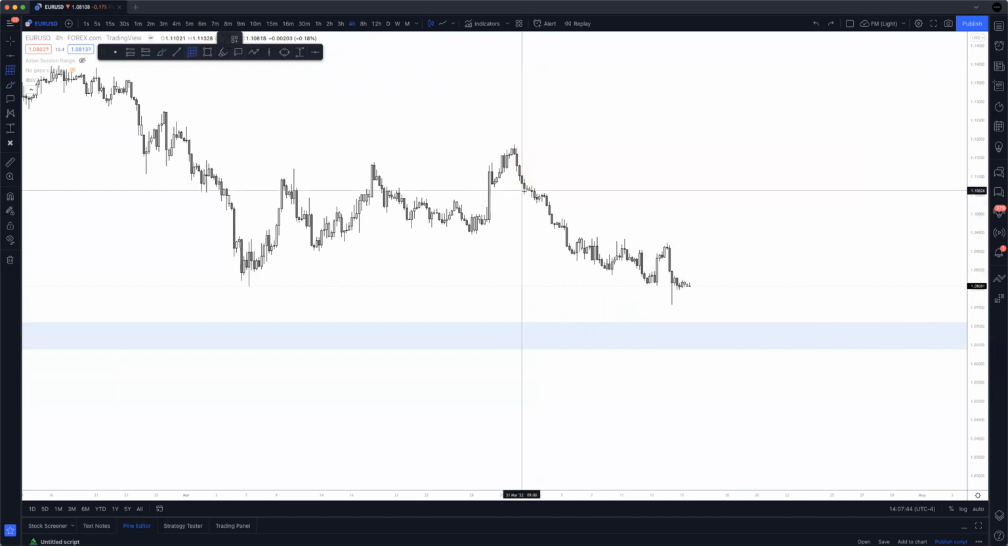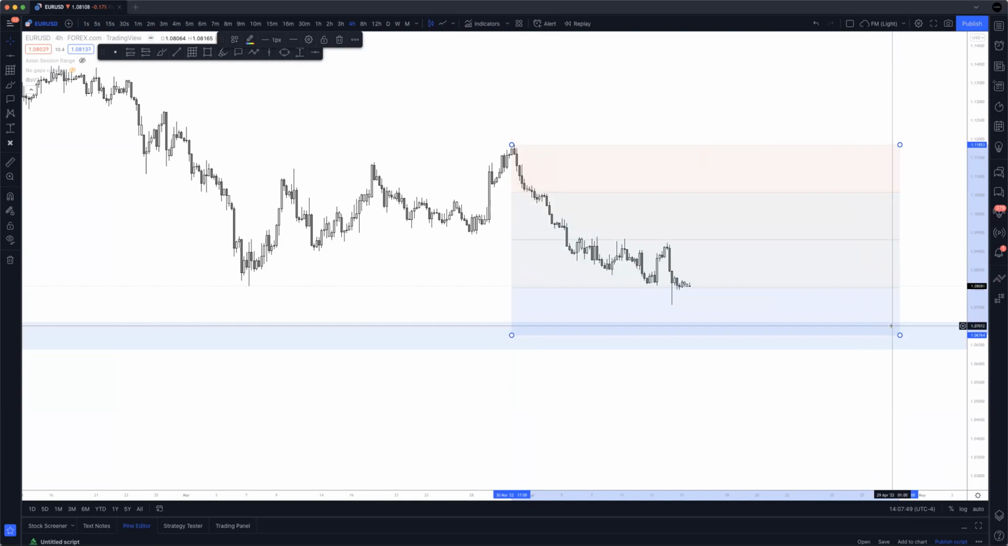So when we have that at the forefront of what we're looking to do and how we're trying to capitalize on the market, we would only be looking to take sells above this region, right? This is technically our gray zone.